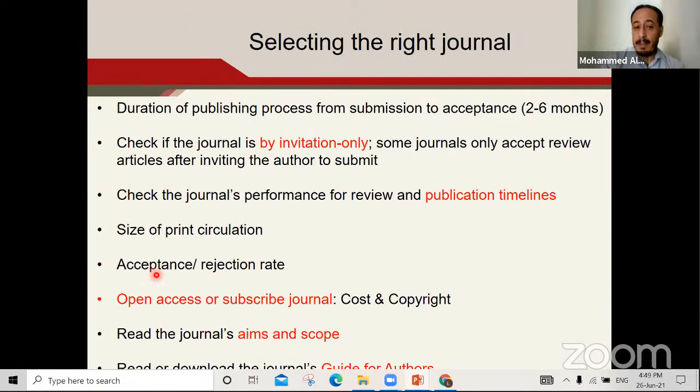The other criteria for selecting journals are the acceptance and rejection rate. Do you know what the rejection rate is for most journals? Most journals accept less than 20%, and some less than 10%. If the acceptance rate is 4%, then if 100 articles are submitted, about 96 articles will be rejected. How can you check that? There are tools I'll show you next.